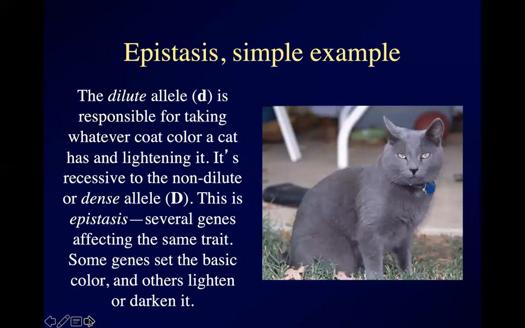Now we get into something called epistasis. And this is very, very widespread. This is a black cat. This cat may well have the genotype big B, big B, for all I know. It could also have the genotype big B, little b. It doesn't matter. We can't tell. But let's say this cat is big B, big B. It's a black cat.